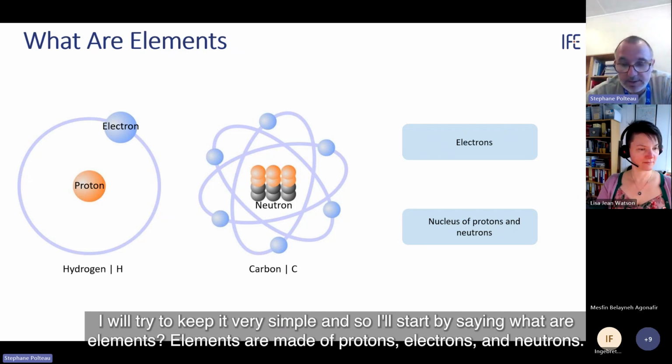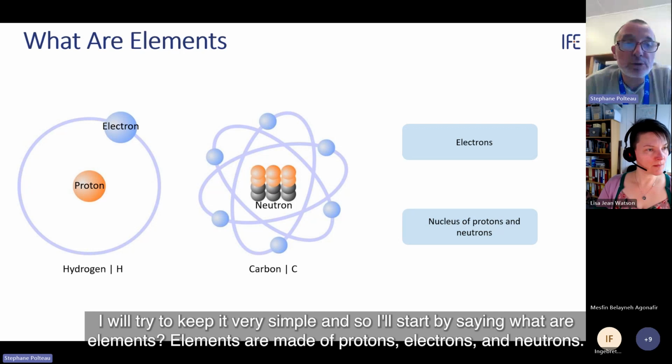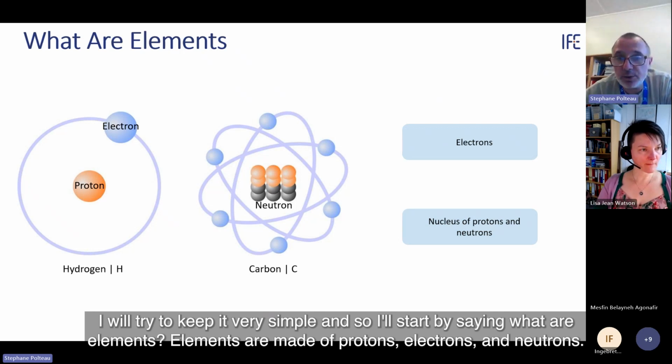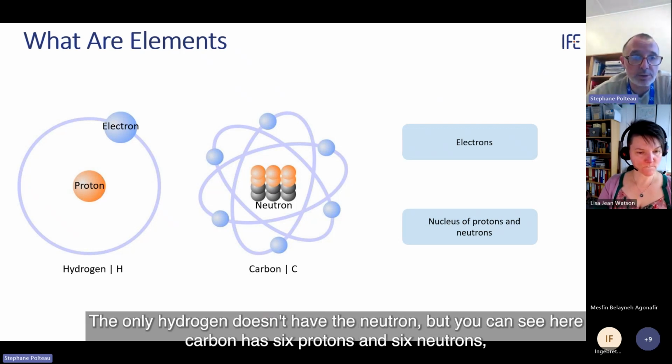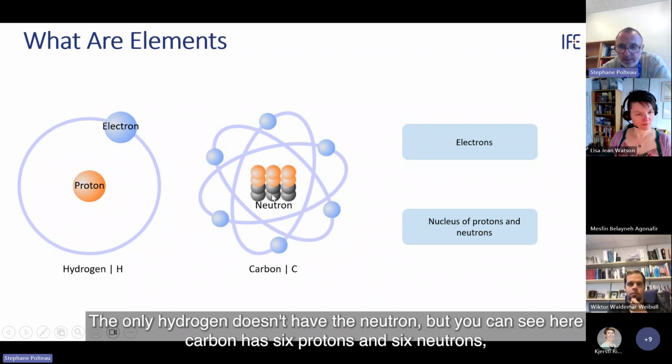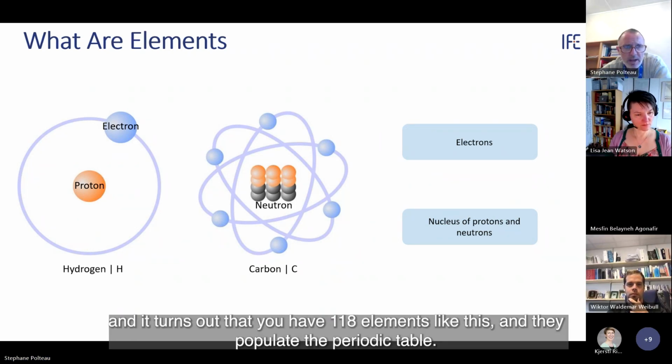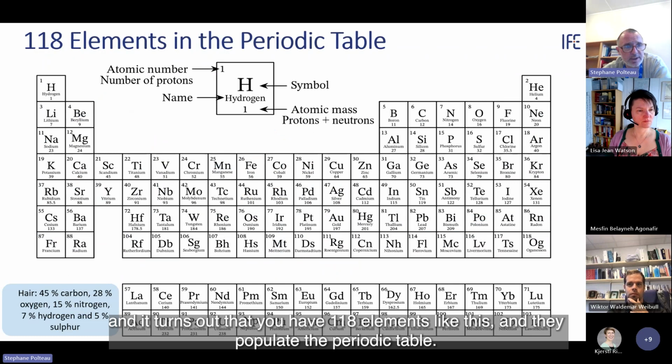And so I'll start by saying what elements are. Elements are made of protons, electrons, and neutrons. Only hydrogen doesn't have a neutron. But you can see here, carbon has 6 protons and 6 neutrons. And it turns out that you have 118 elements like this, and they populate the periodic table.